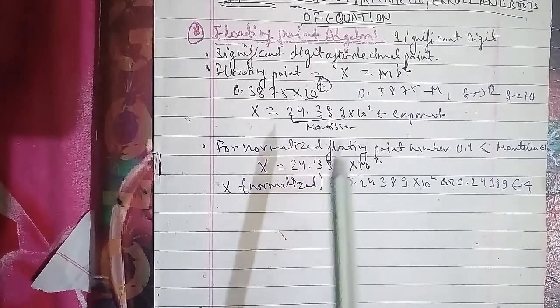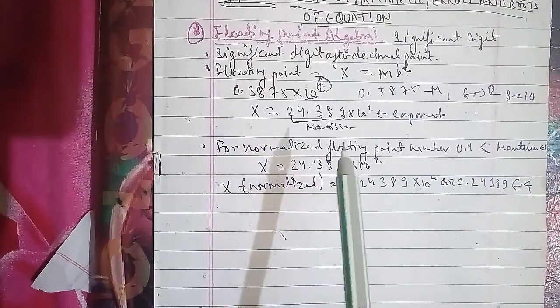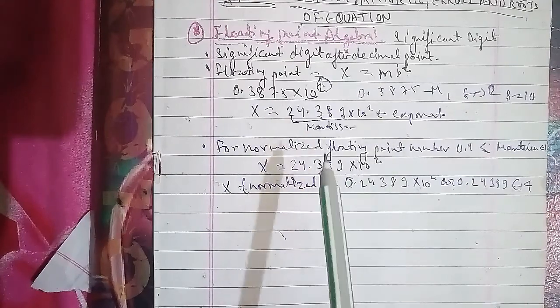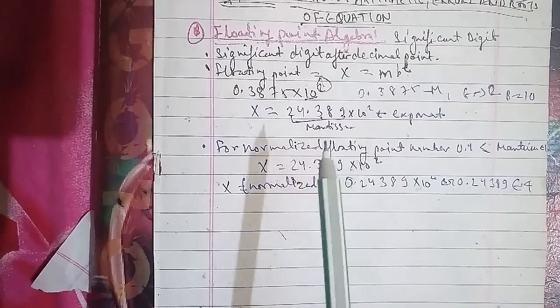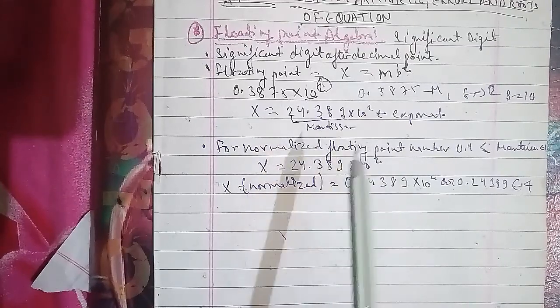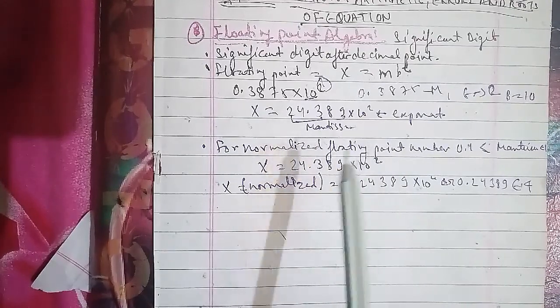And to divide two floating point numbers, we perform the following steps. You have to divide the mantissas of the two numbers. The exponent of the result is equal to the exponent of the numerator minus the exponent of the denominator, and then you have to normalize the result as well.